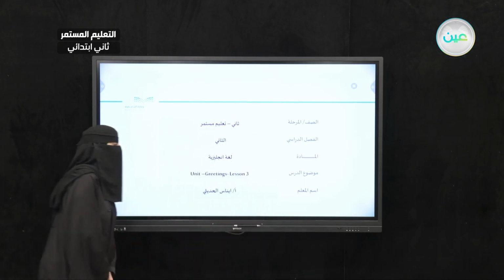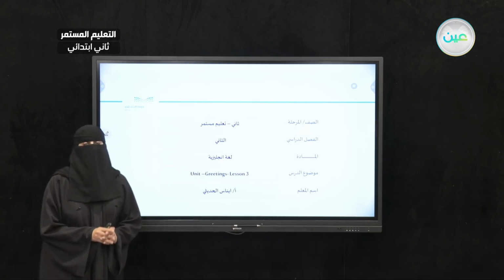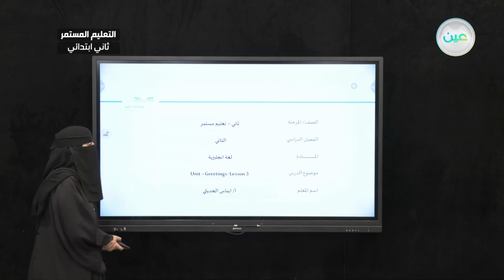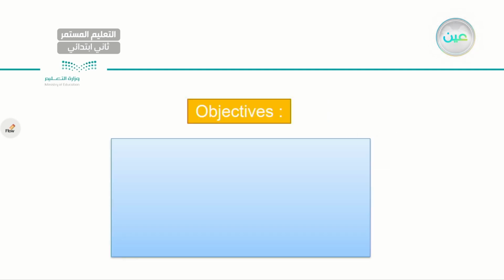So as you can see, these are the lessons for the second year. Today we will carry on with our unit. The name of the unit is called Greetings. That will be lesson number 3. So let's start. Bismillah. Let's start by revising what we have learned in the previous lesson, my dear student.